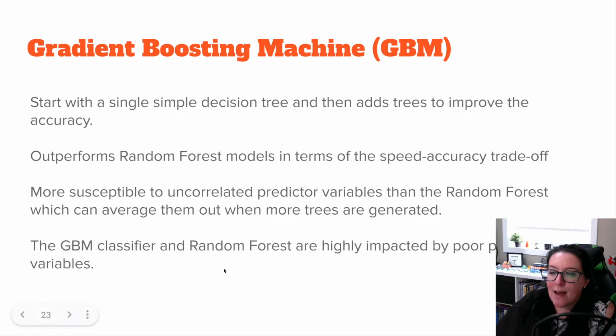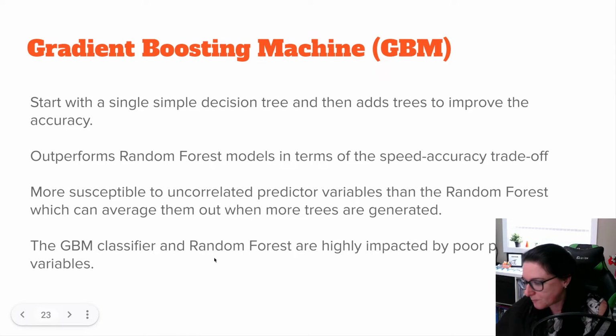The other thing to recognize is that the GBM and the random forest are highly impacted by poor predictor variables, by uncorrelated predictor variables. GBM more so, right, because of the adding, but still all of them are going to be impacted if you throw variables in that aren't related.